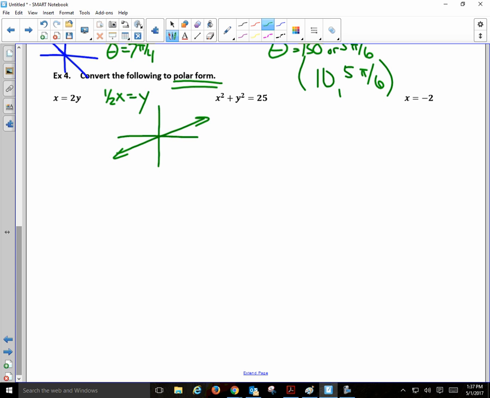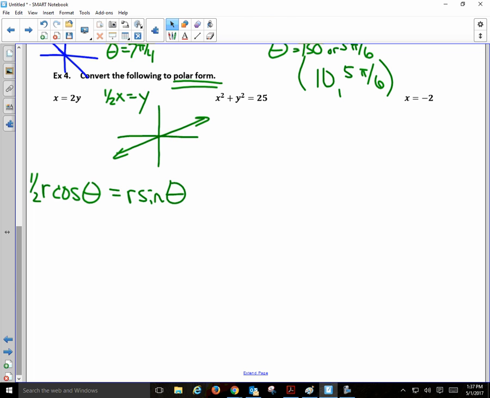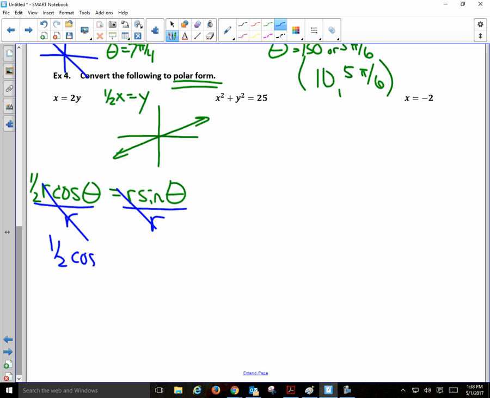Okay? I'm going to take x, and I know that x is equal to r cosine of theta. And I'll put the 1/2 in front because I have a 1/2 right there. Equals, instead of y, what do I write? r sine of theta. Wow. What does each side have? An r. Divide by the r. The r's go away. I have 1/2 cosine of theta is equal to sine of theta. So it looks like the r's are gone.